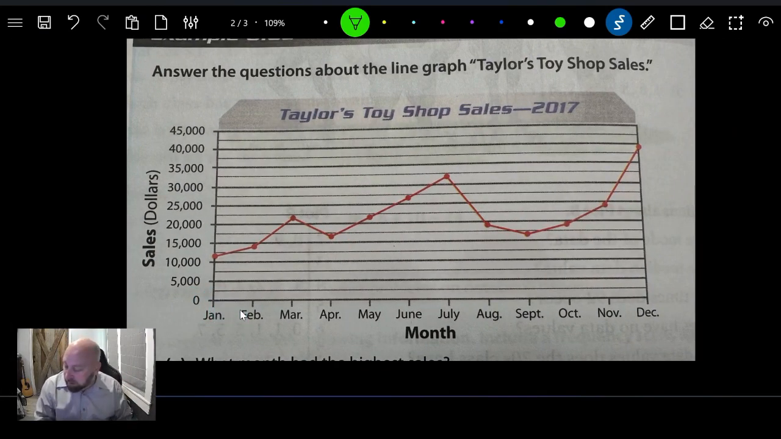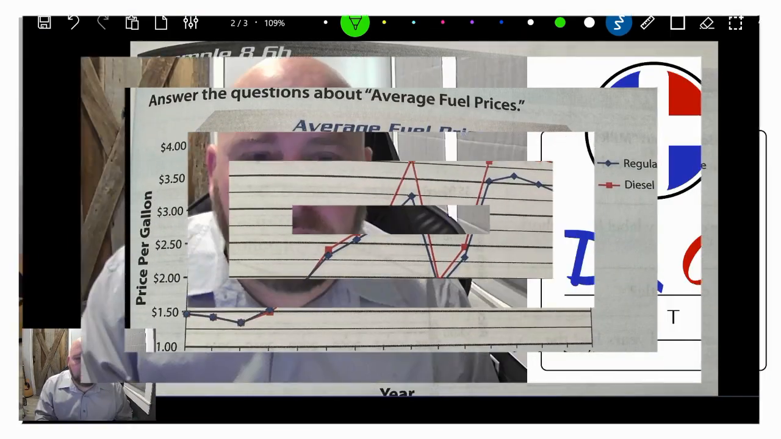All right, letter E. What was the amount of sales for February and for September? So basically, they just want you to look. February looks like it was real close to 15. Maybe we'll go with 14,000. And then September was a little bit over that. Looks like we were close to about 16,000, 16,500. Again, these are estimates. You're just going to put a round number right there, not an exact number.